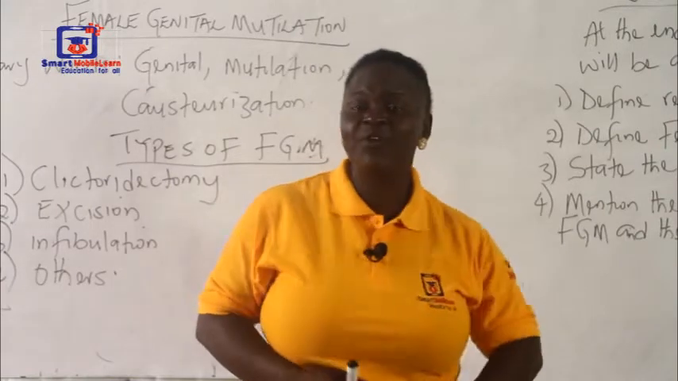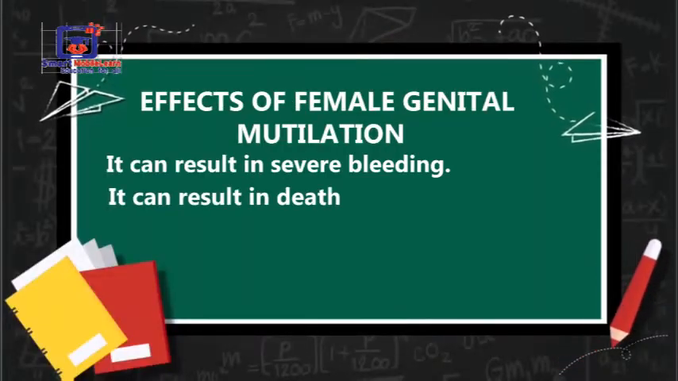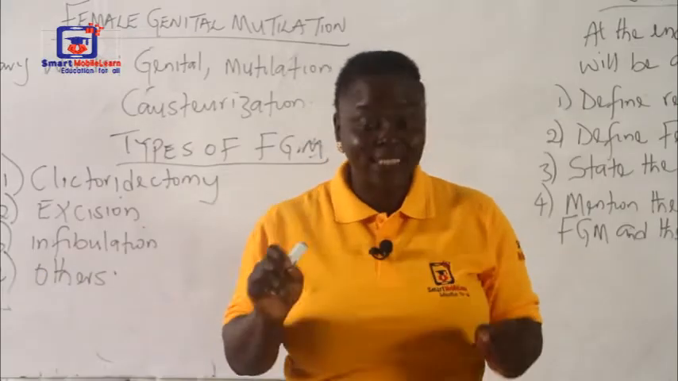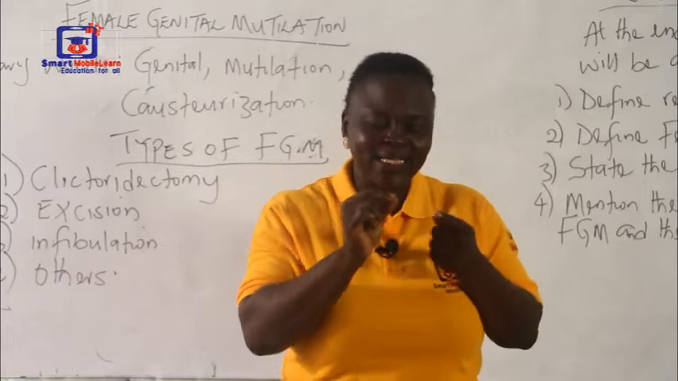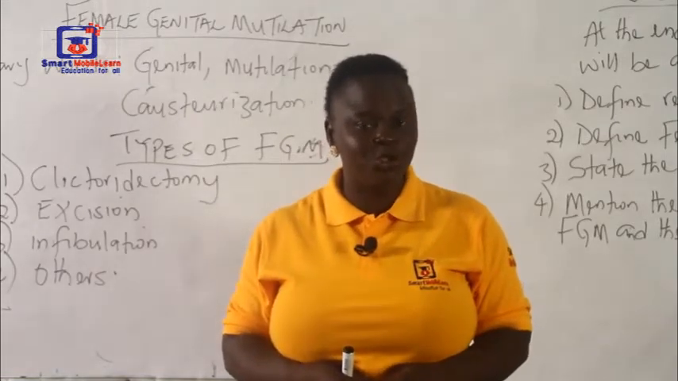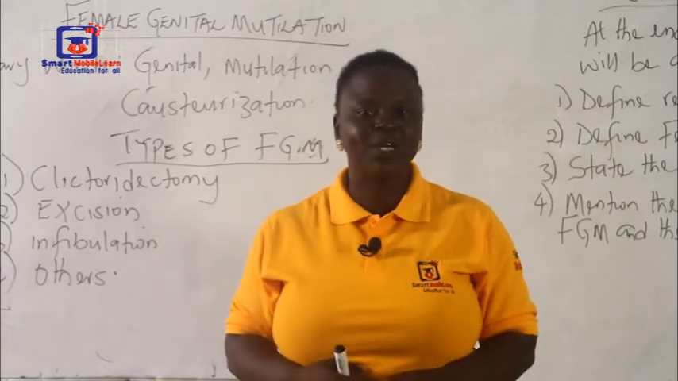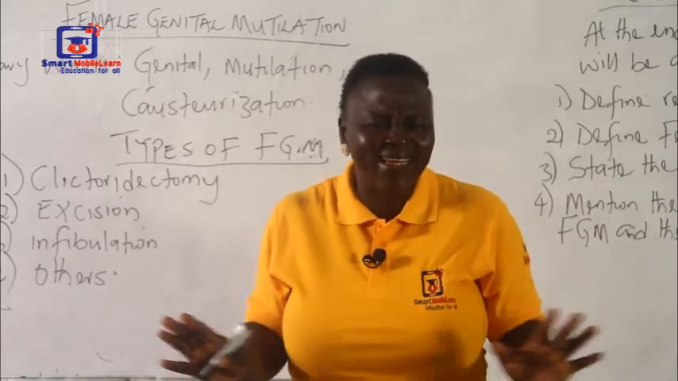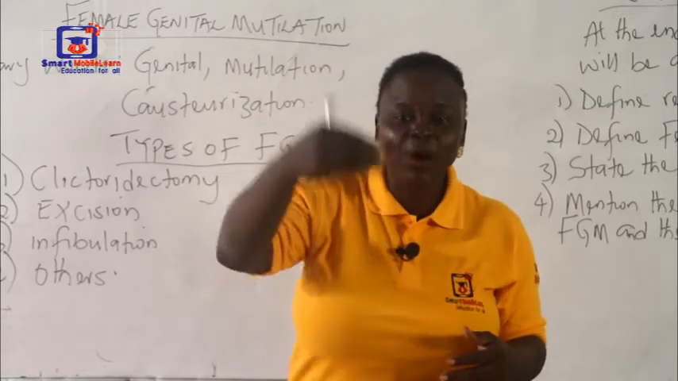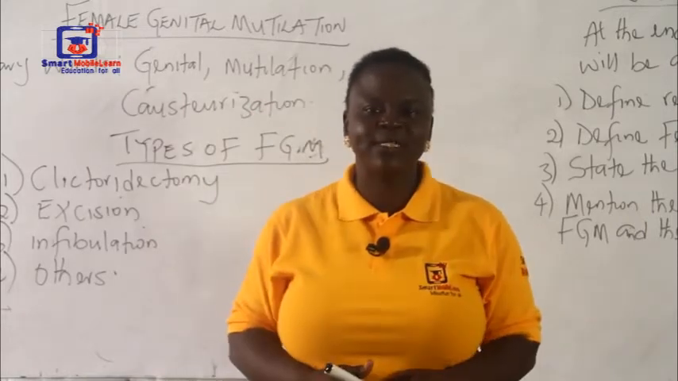Number three effect of FGM is exhaustion from crying. Just imagine cutting yourself, taking just a blade and using it to cut your hand. You know the effect it will have on you. So that is exactly what happens to a girl child. Without anything, she's just being cut up like that. So from excessive crying and shouting, the girl child is exhausted.